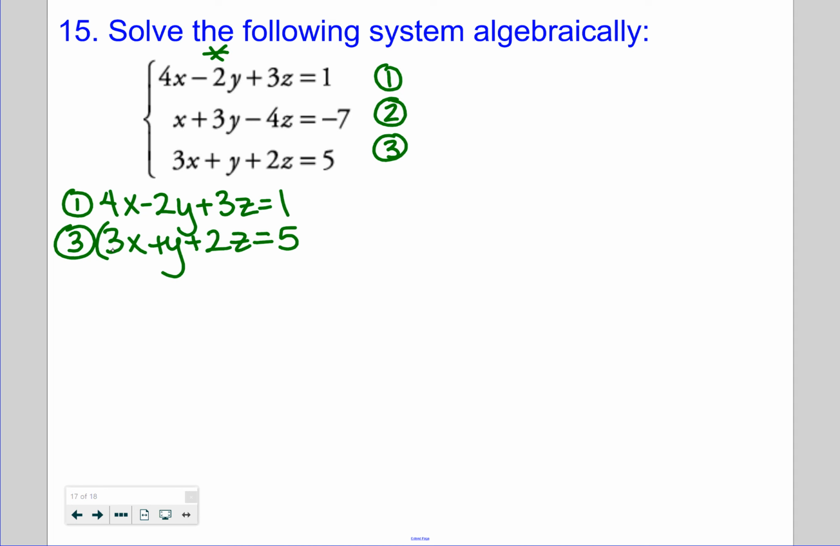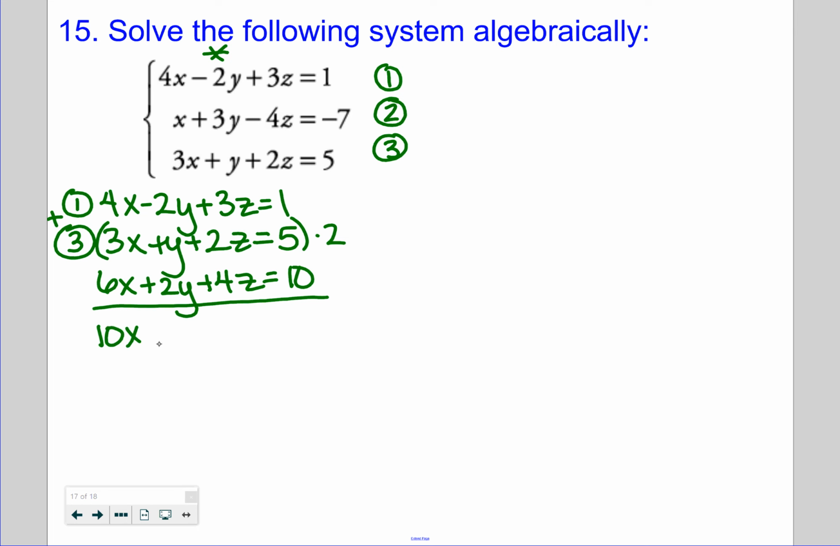And again, because I want to get rid of my y's, I'm going to multiply the bottom equation by 2. So that would give me 6x plus 2y plus 4z equals 10. If I add those equations together, I'm going to get 10x, my y's cancel, 7z, and 11. And that new equation with 2 variables, I'm going to call equation number 4.